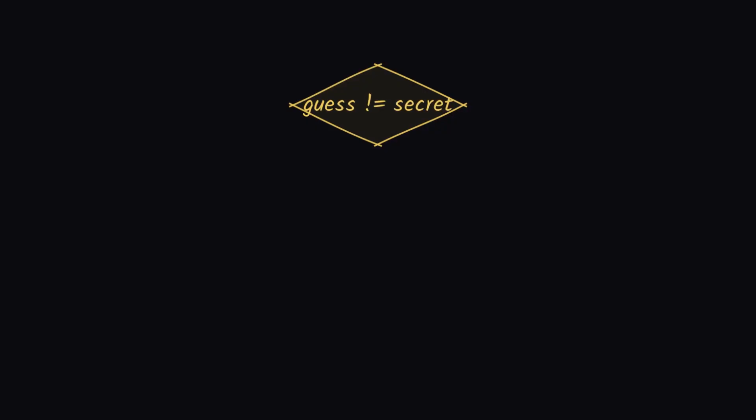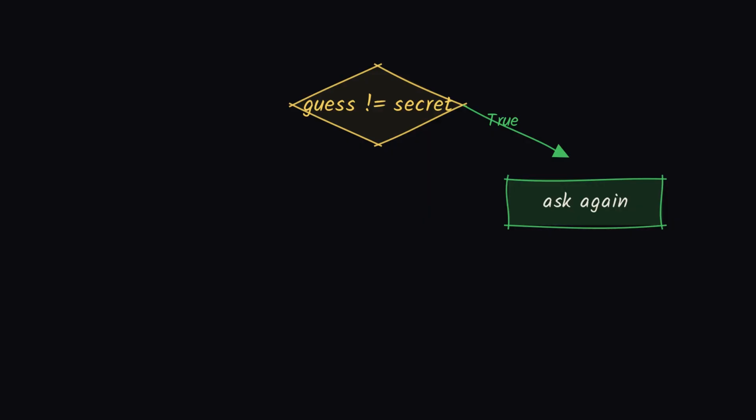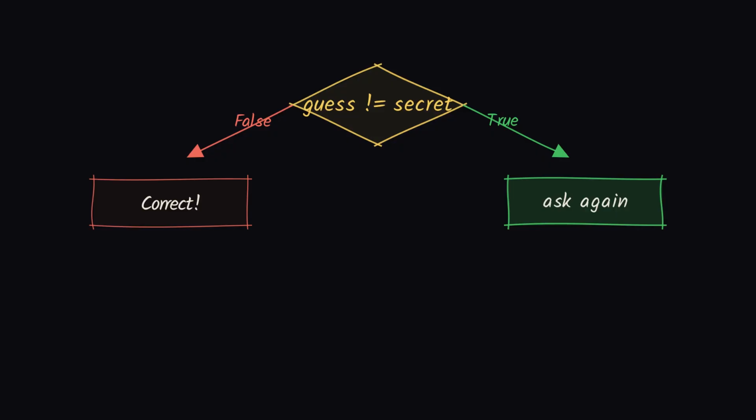The loop's condition is, guess is not equal to secret. While that's true, the guess is wrong. We loop back and ask again. The moment guess equals secret, the condition is false, so the loop ends and correct prints. We never knew how many tries it'd take, and that's the whole point of a while loop.